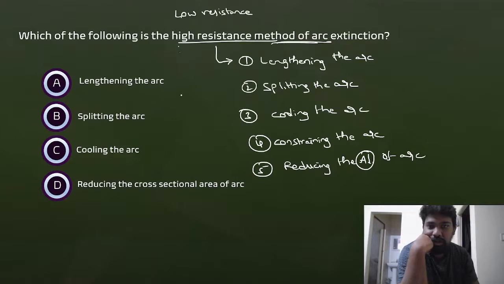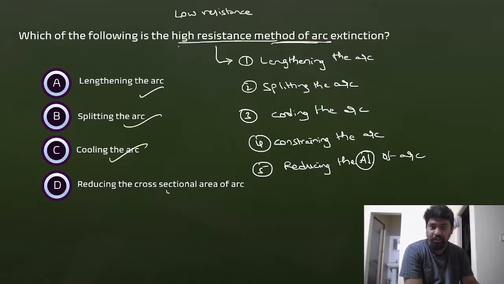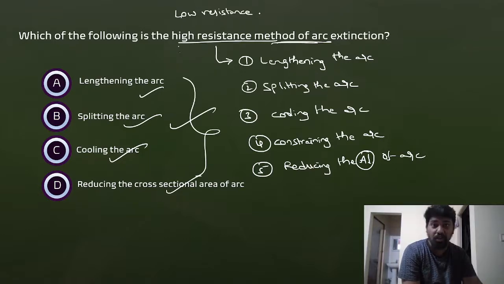So let us see the options. High resistance methods: lengthening the arc, fine; splitting the arc, fine; cooling the arc, fine; reducing the cross section. So all are correct. So which of the following is the high resistance method? All are correct. And the low resistance method is also known as current zero interruption.